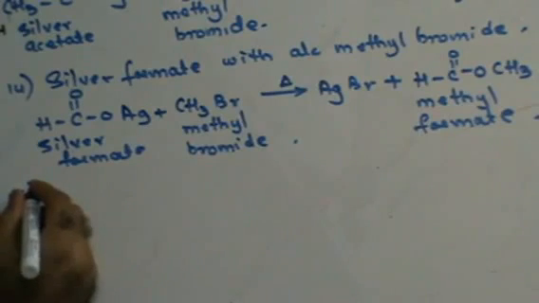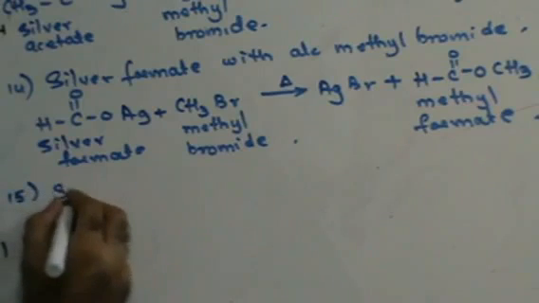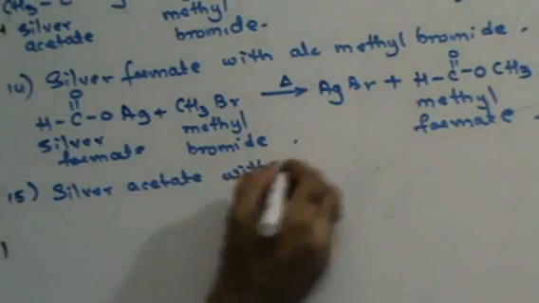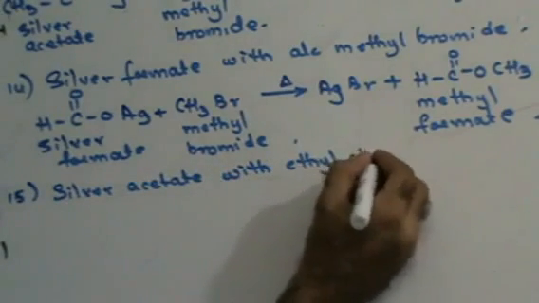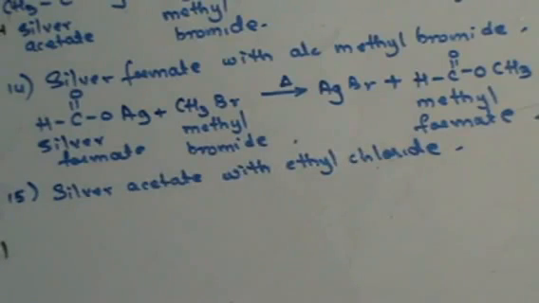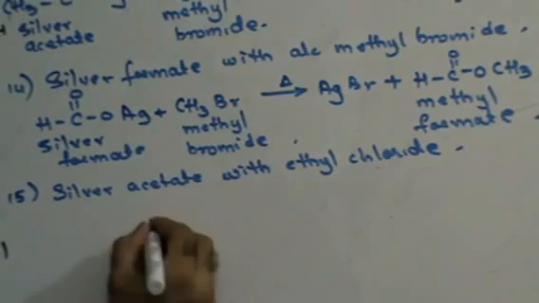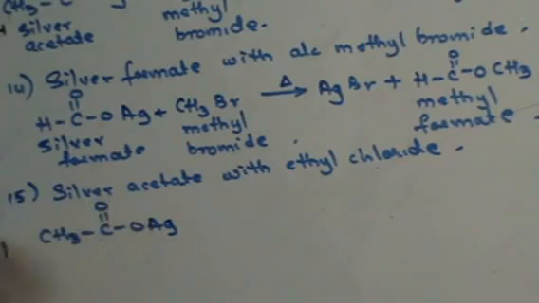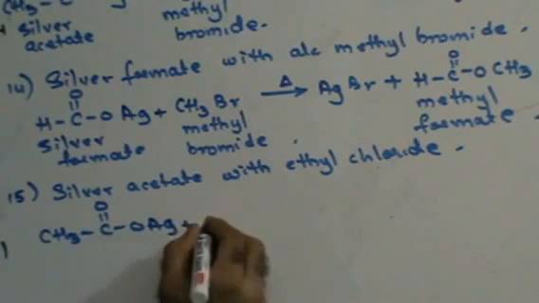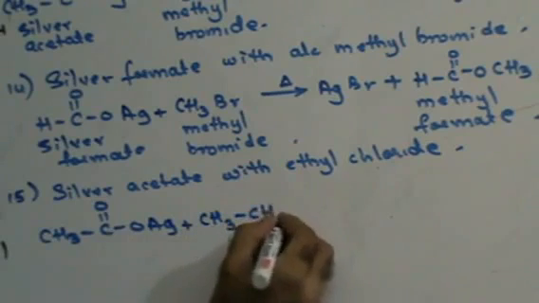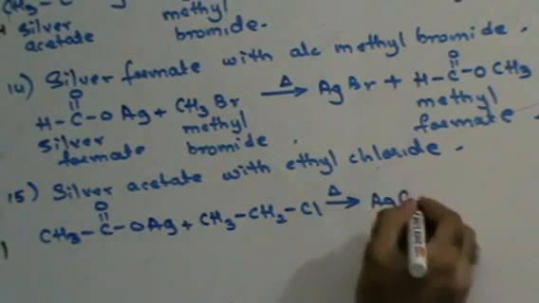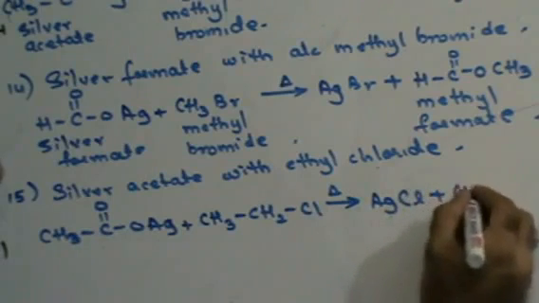What happens when silver acetate reacts with ethyl chloride? Silver acetate, Ag CH3COO, reacts with ethyl chloride, CH3CH2Cl, with heat. Now, silver will react with chlorine to give you silver chloride.